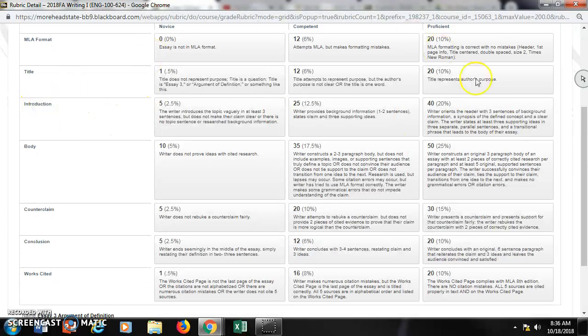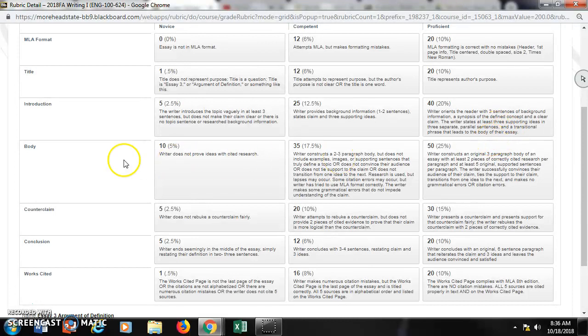Your introduction must orient the reader with 3 sentences of background information, a synopsis of the defined concept, and a clear claim. The writer states at least 3 supporting ideas in separate, parallel sentences. I have given you that feedback over and over again on your essays, highlighting those supporting ideas and explaining that those must be 3 separate sentences.